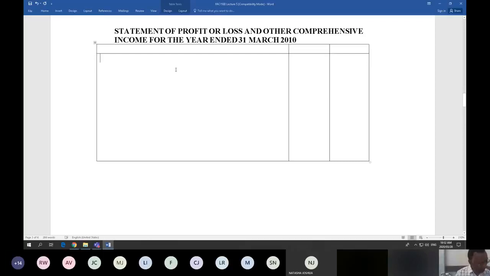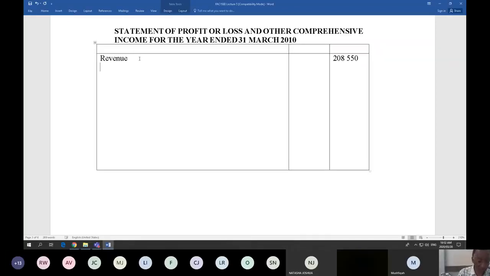So when we do our statement now, guys, we will start off with our revenue. We have got no sales returns. We have got no settlement discount granted. And therefore, your revenue is the sales amount of 208,550. That is your revenue amount. You subtract your cost of sales.